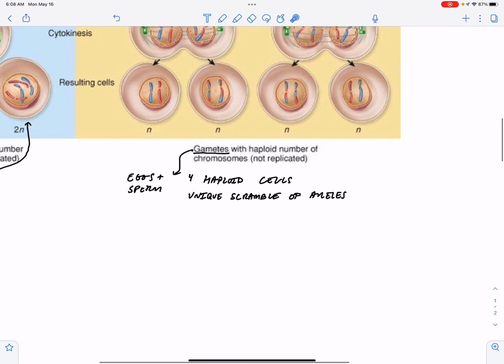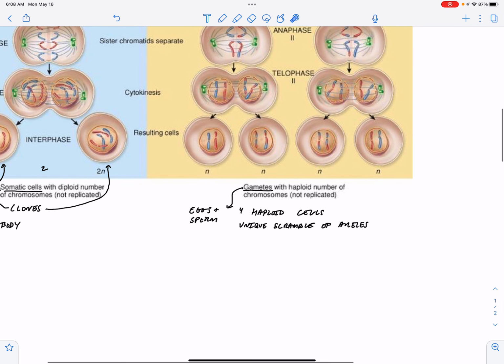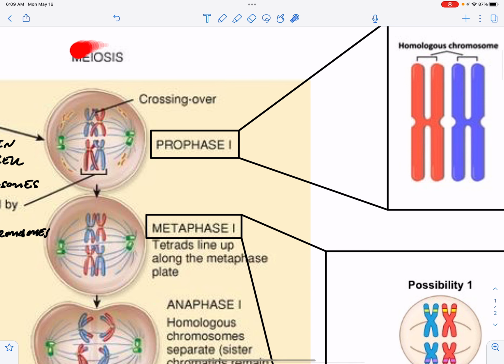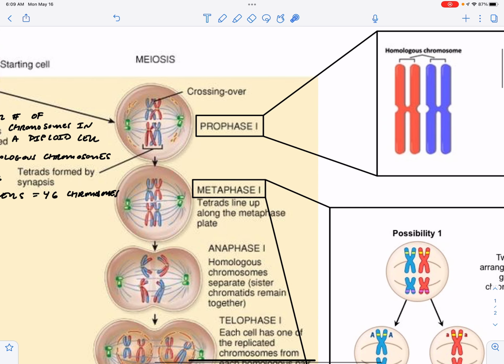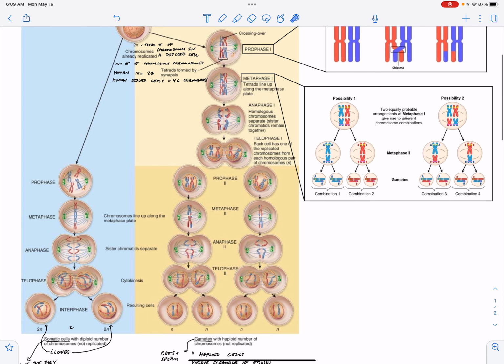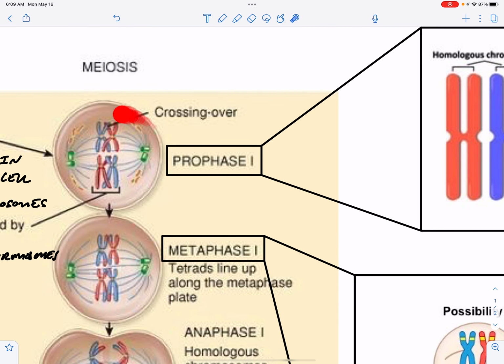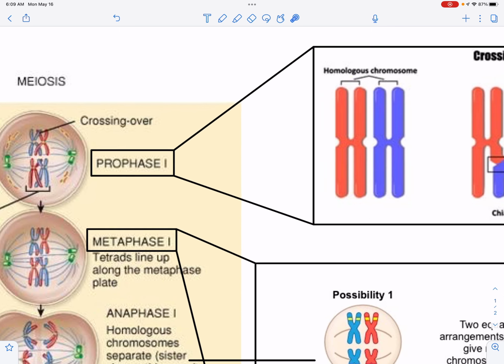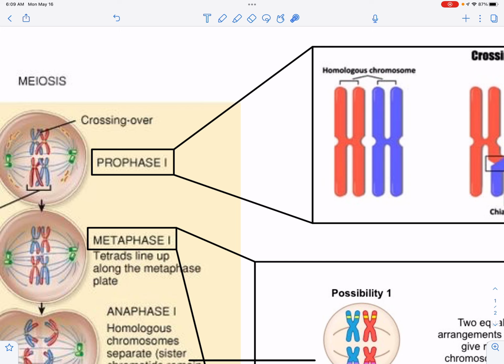Okay, so how do we get this unique scramble of alleles in the resulting gametes? That's what we're going to focus on today. The unique scrambling begins during prophase 1 of meiosis. Remember, meiosis is going to have 2 cell divisions in order to create 4 cells at the end, whereas mitosis just has 1 cell division, which leads to 2 cells created at the end. During prophase 1 of meiosis, we have this exchange of genetic information across homologous chromosomes that scrambles up the information that these chromosomes contain. So let's talk about how that happens.